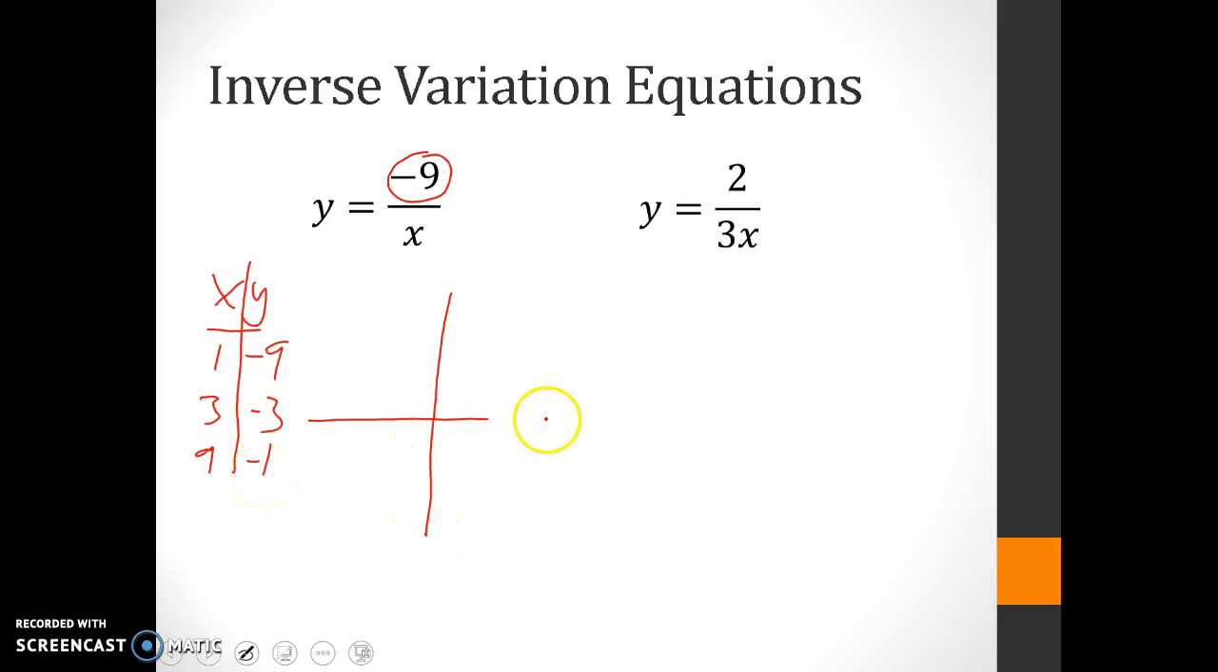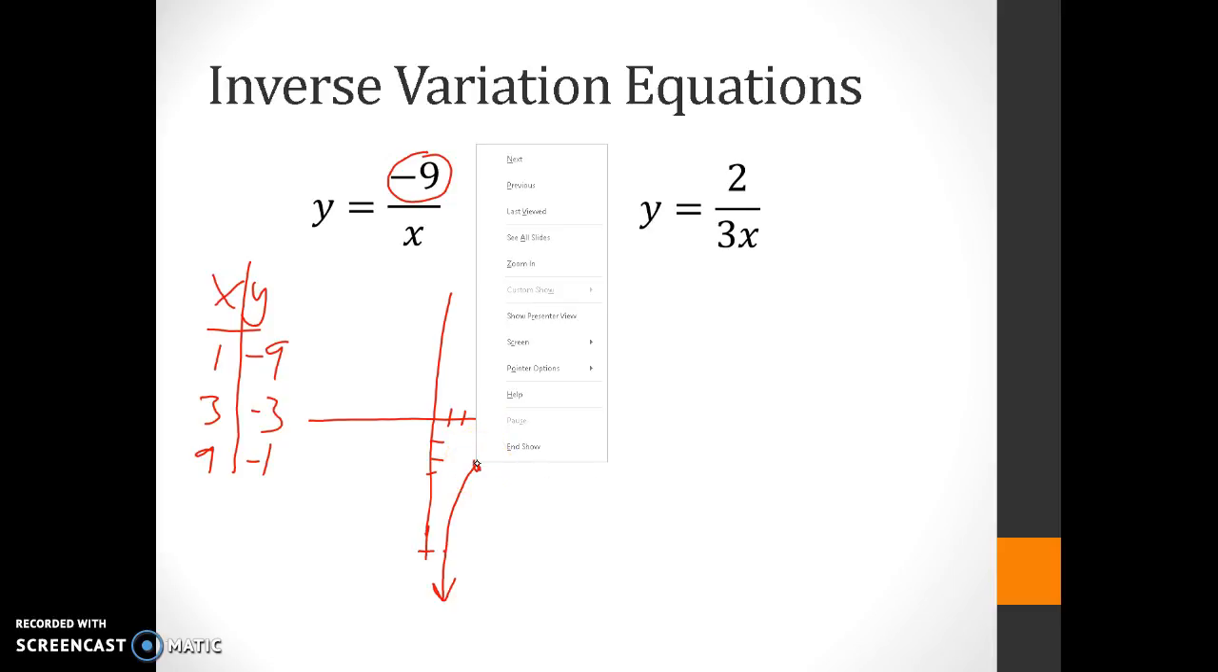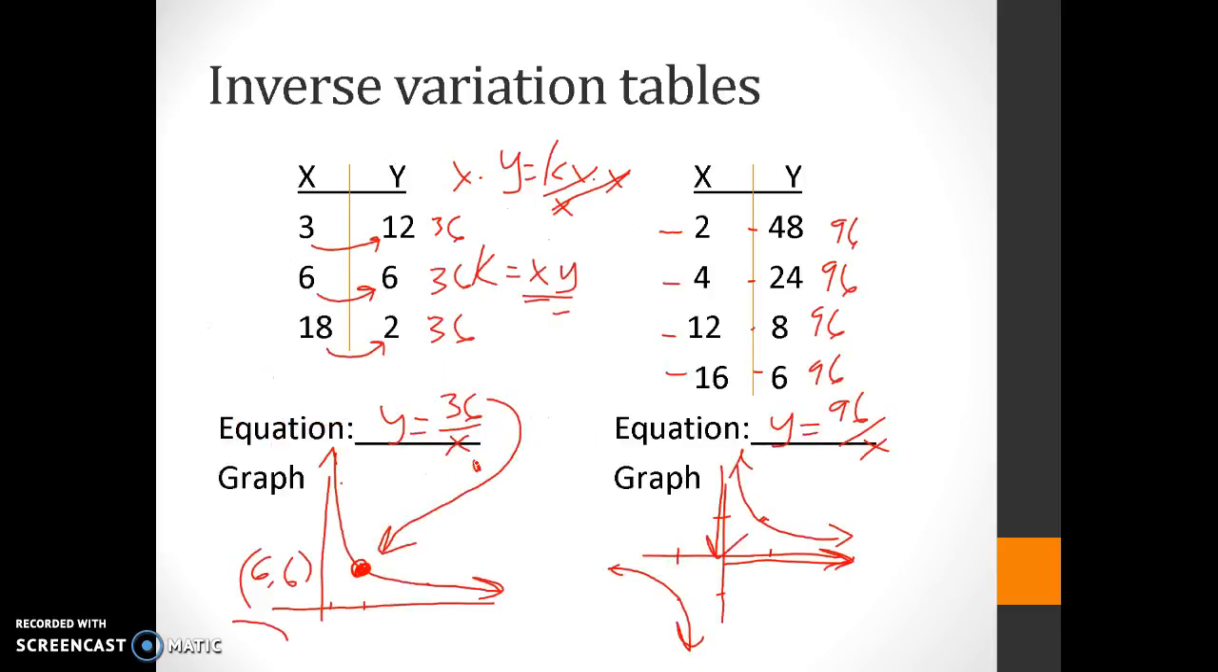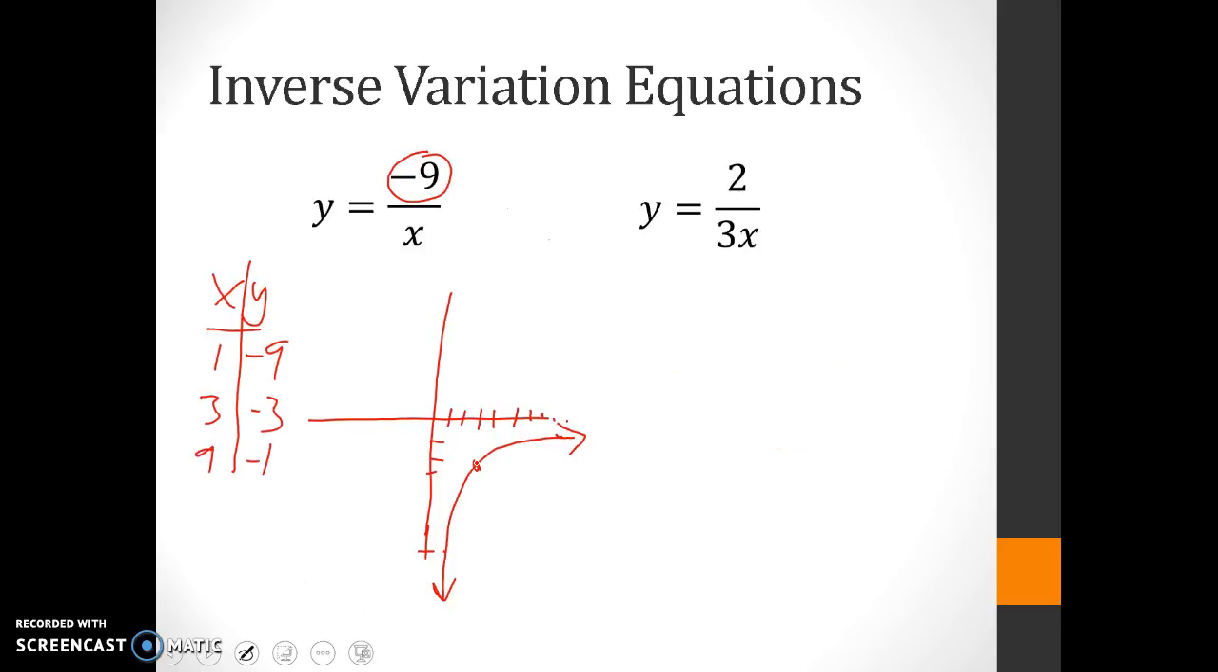Well, this is a little bit different because the k value is negative, but I'm going to have the point at 1, negative 9 about here. 3, negative 3 would be here. Positive 9 and negative 1 would be over here somewhere, and so I'm going to have a hyperbola that goes in the fourth quadrant. This point here in the middle is the point 3, negative 3.